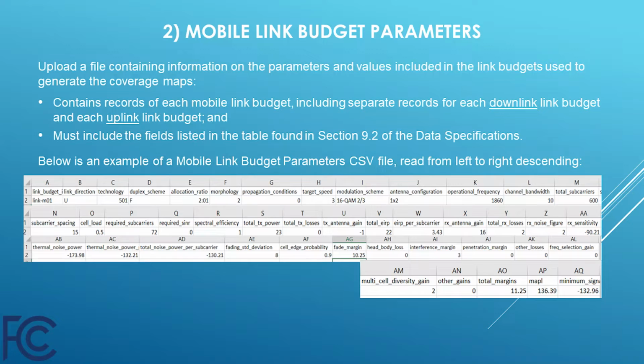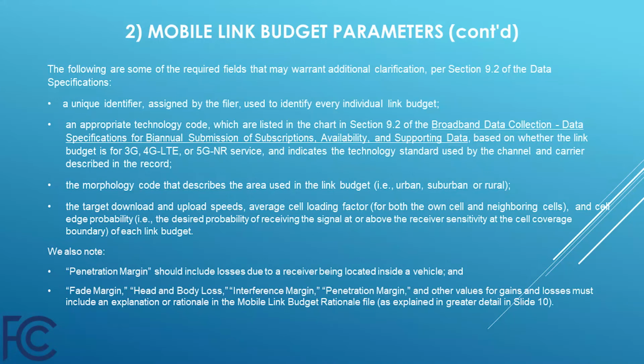If a service provider uses different link budget parameters for different technologies or spectrum bands, this file must contain records for each set of distinct downlink and uplink link budget parameters. The image at the bottom of the slide displays an example of a mobile link budget parameters CSV file, read from left to right descending.